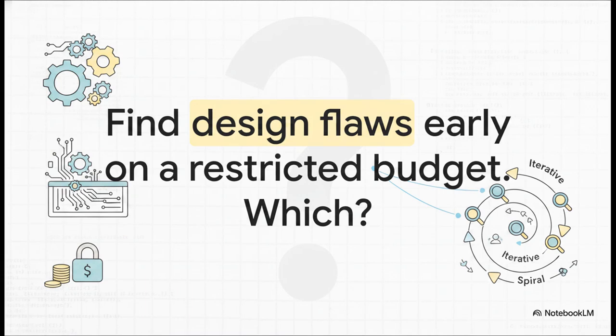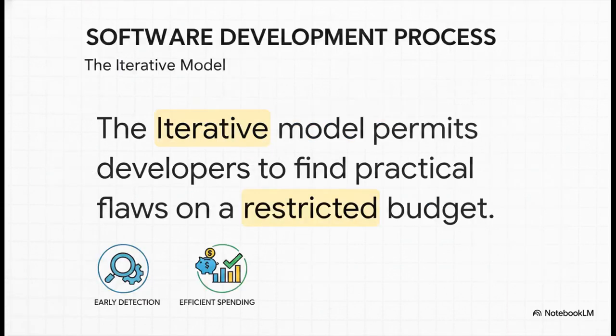All right, final test in the gauntlet. You've got a large application, you need to catch deep design flaws early, but your budget is seriously restricted. Both Iterative and Spiral feature those cyclical loops that let you catch things early. Which one makes the cut? If you said iterative, you hit the nail on the head. Spiral is an amazing model, but it is astronomically expensive and requires a whole team of highly qualified risk specialists. The iterative model is specifically tailored to let developers fix deep architectural flaws early on a much tighter budget. It's the perfect, cost-effective choice here.